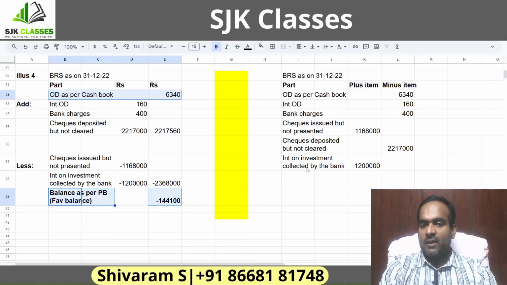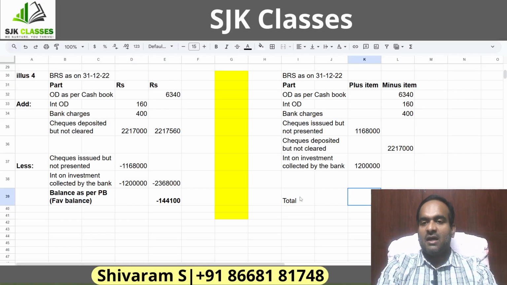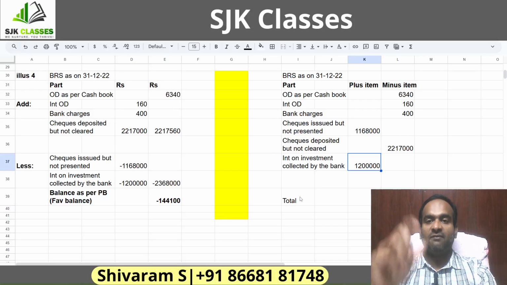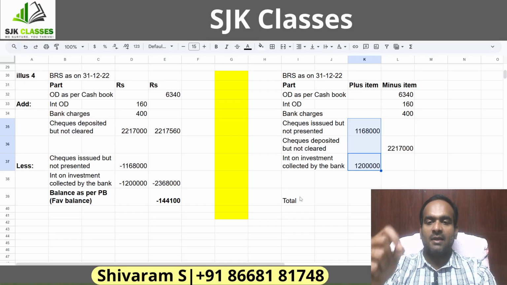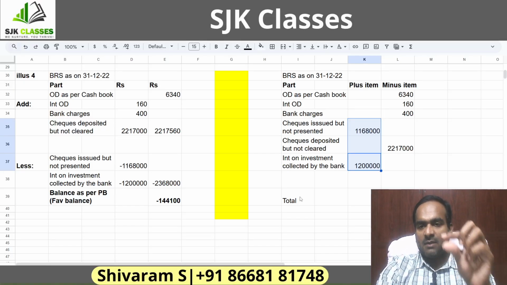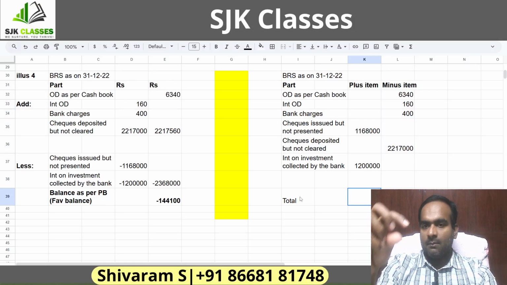And those who are following this approach, what will you do? Now you have to tally this one. What is the meaning of tallying then? Tallying means you have to check which side the amount is heavier. Plus item, if you add up these two, it comes to how much? 23,68,000. So plus item comes to 23,68,000. Negative comes to how much? 22,23,900. So the amount is heavier on the plus part.